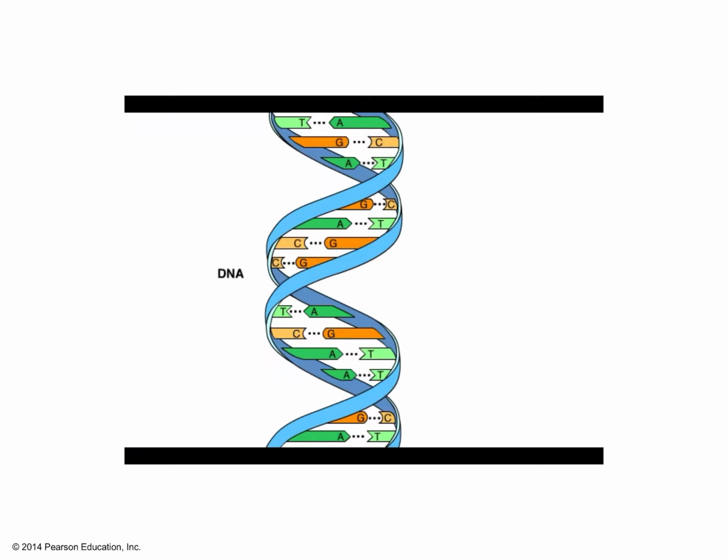So the bottom side is called the 3' side of the sugar. The top side is the 5'. It's no different than saying your right hand is on the right side of your body and your left hand is on the left side of your body. It's no different than that.